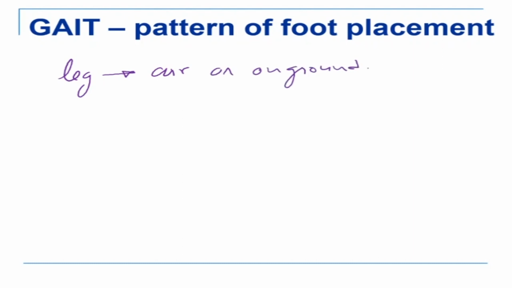Okay, so there are two conditions only. Now if it is on the ground, we mark it with a black color, and if it's in the air, we just leave it blank.